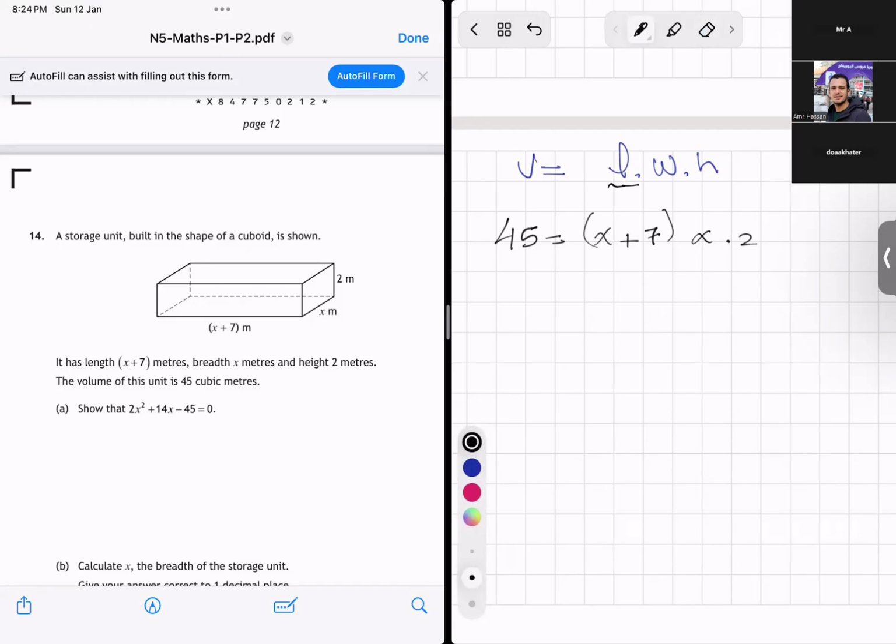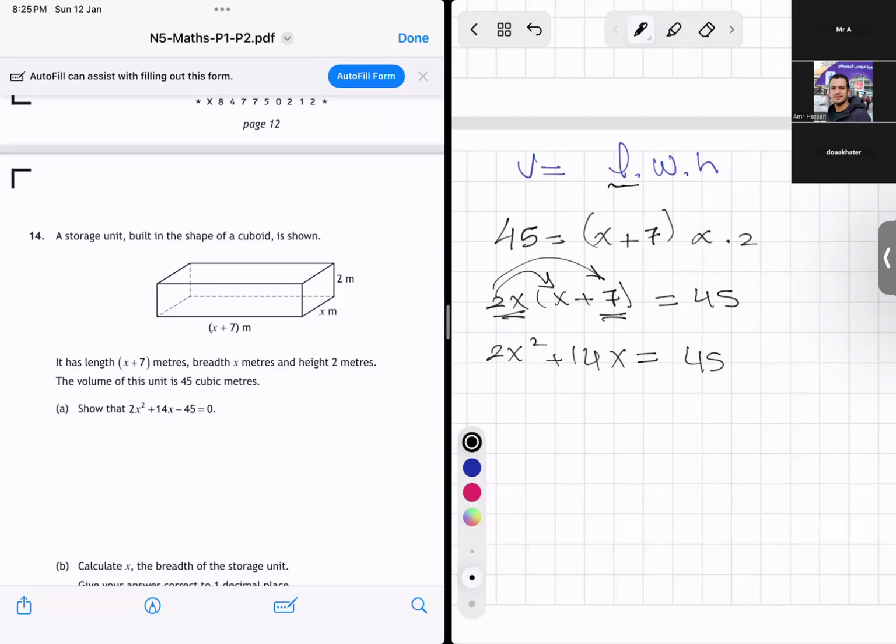So what I want to do, I need to distribute it, right? This one sounds like a quadratic function, which makes sense. Let me rearrange it. So it's going to be 2x multiplied with x plus 7, which equals 45, right? Yeah. So it's going to be 2x squared, and 2x times 7, what is 2x times 7? 14x. Plus 14x, which equals 45, right?